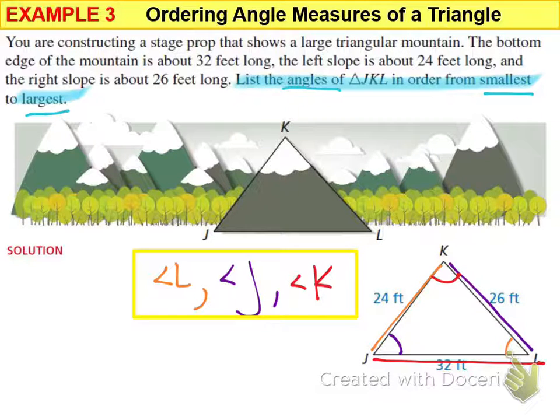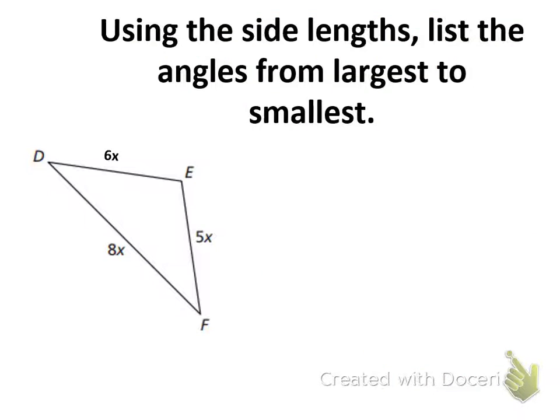There is definitely one of these on the exam. Questions, comments, concerns? Okay. We're going to do the same thing, except this time we are listing the angles largest to smallest. So we want largest first, smallest last. So which of these is the longest side?